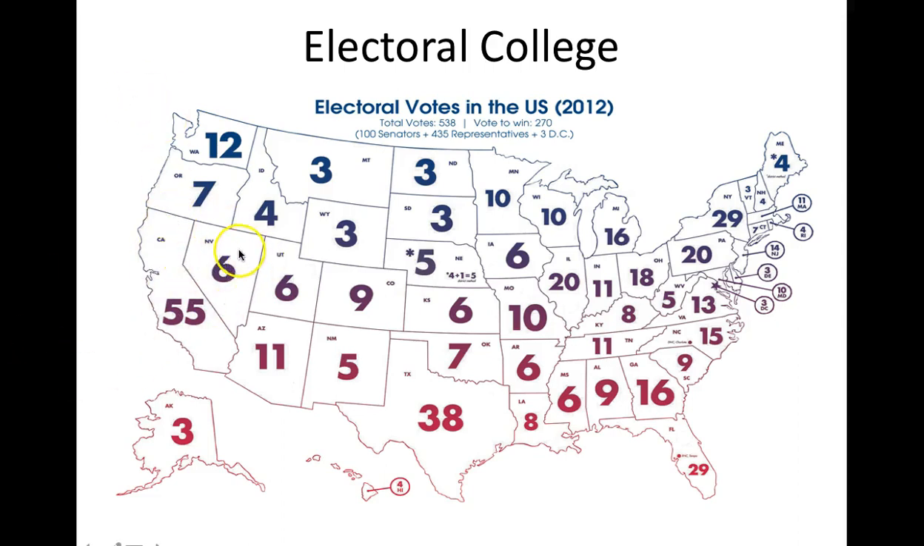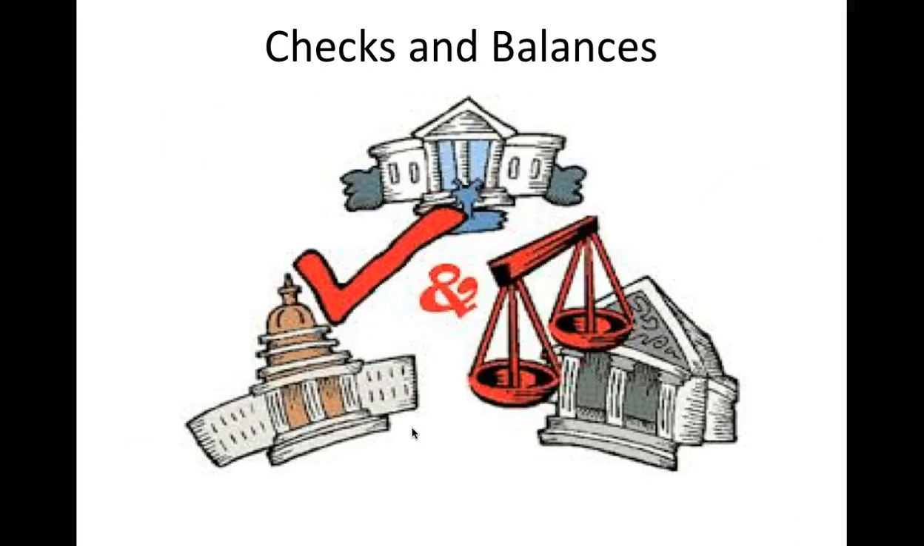You can see California has a lot of electoral votes, Texas has a lot, Florida has a lot, New York, Pennsylvania. And remember, the electoral votes are based on the House of Representatives seats, which are based on our population. A lot of people have problems with the Electoral College, but for now, it's still in place.